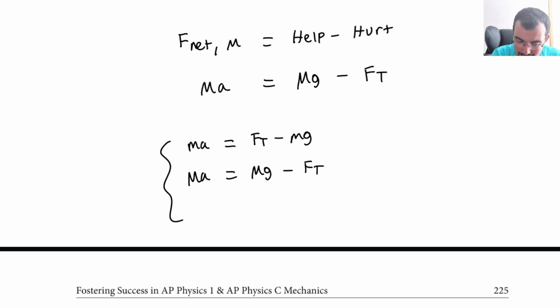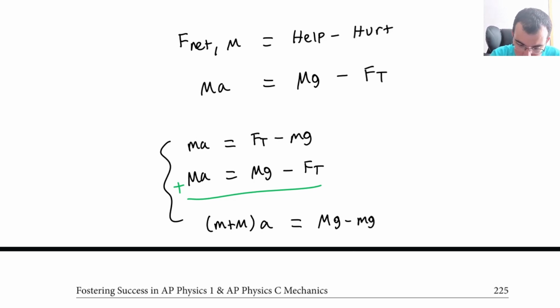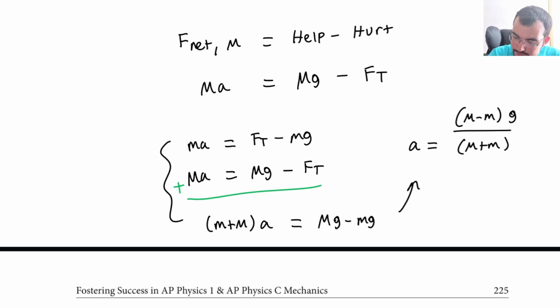Notice that there's a plus tension and a minus tension, and I don't care about tension. So I can actually just add these equations together and eliminate tension. And that's not a coincidence that that works. That is a third law internal force canceling consequence, right? That we do expect. These both have an a in them, so we get like terms of little m and big M, and then big M and little m are being subtracted here. So our acceleration would be big M minus little m times g over big M plus little m.